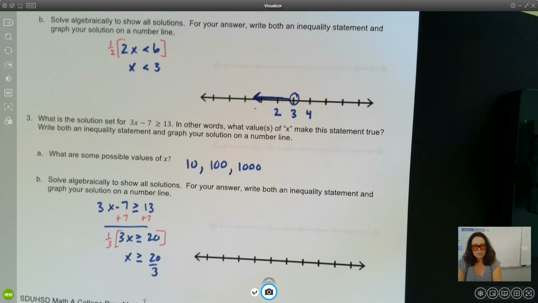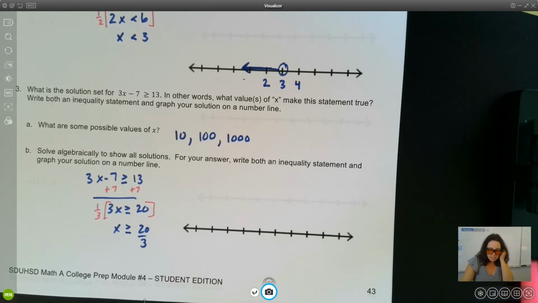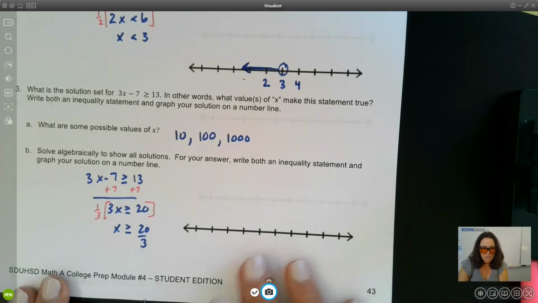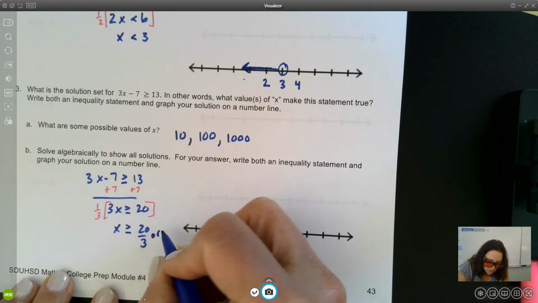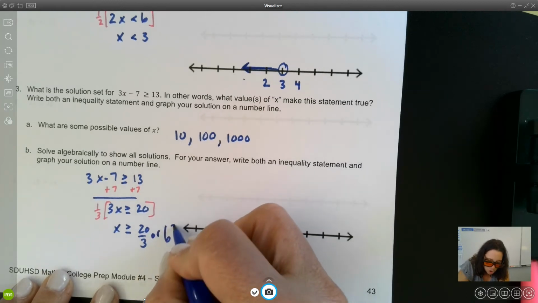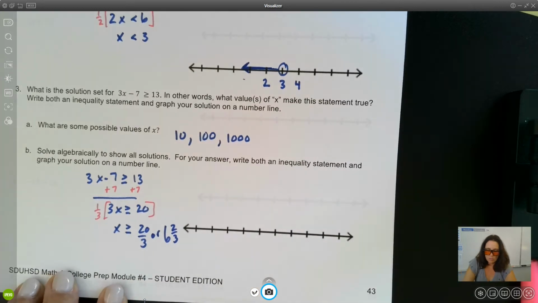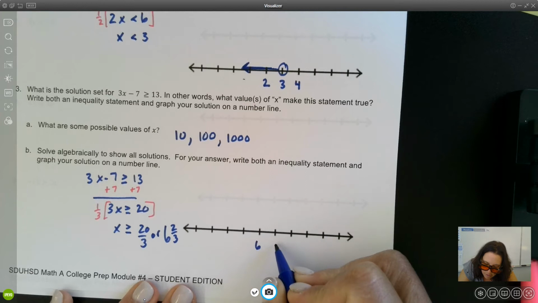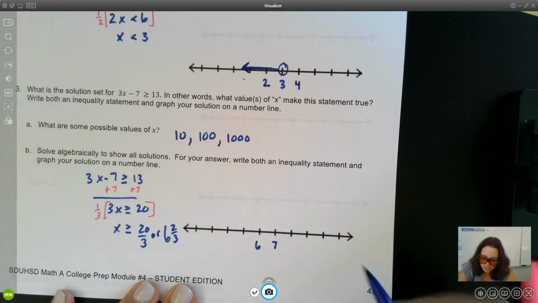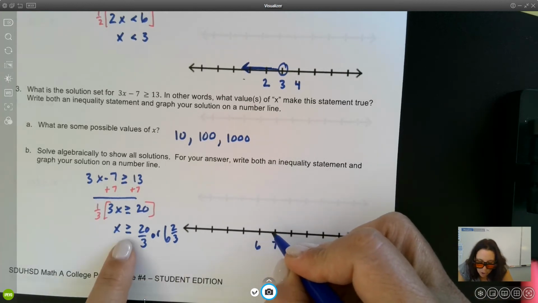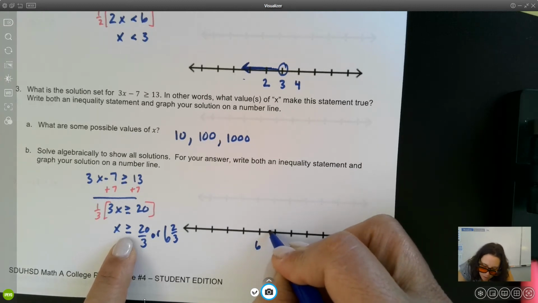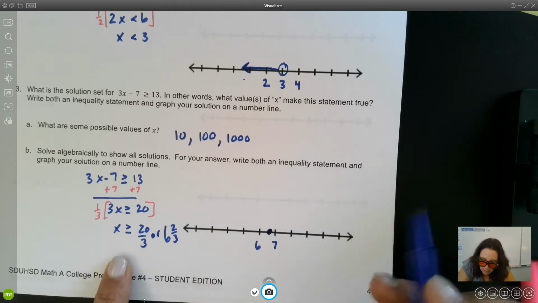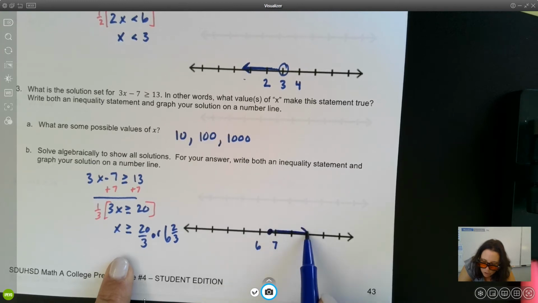Okay, now 20 thirds, it's important to think about that as a mixed number because we have to get it on this number line. So 20 thirds would be 6 2/3. Okay, now 6 2/3 is between two numbers. What two numbers is it between? It's between 6 and 7. 6 2/3 is going to be a closed circle, a little closer to the 7, and then we're shading to the right.